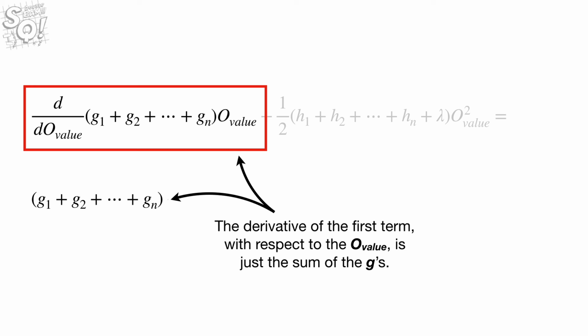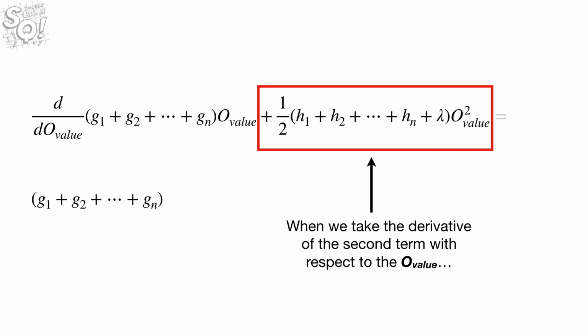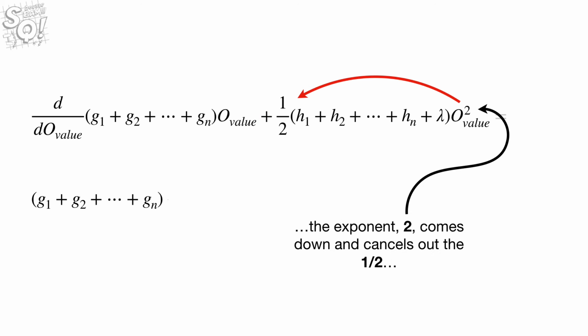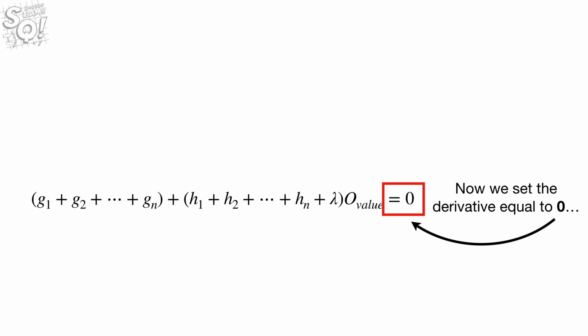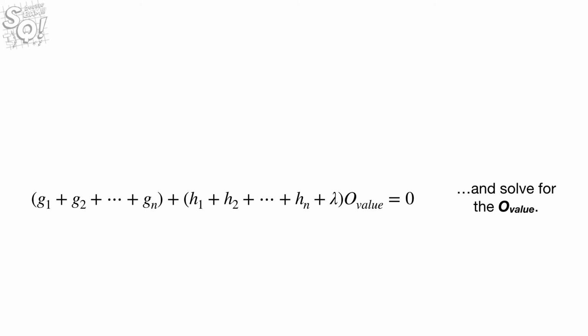The derivative of the first term with respect to the output value is just the sum of the g's. When we take the derivative of the second term with respect to the output value, the exponent, 2, comes down and cancels out the 1/2, leaving us with the sum of the h's and lambda times the output value. Now we set the derivative equal to 0 and solve for the output value.